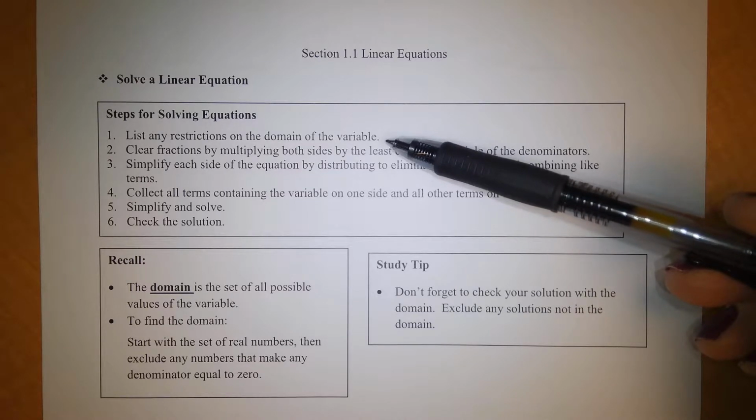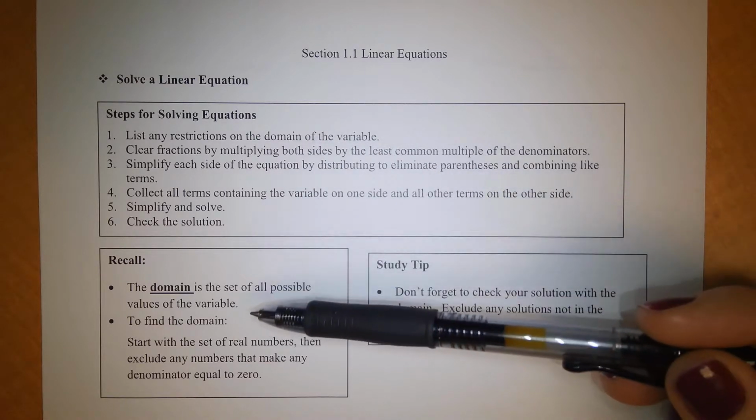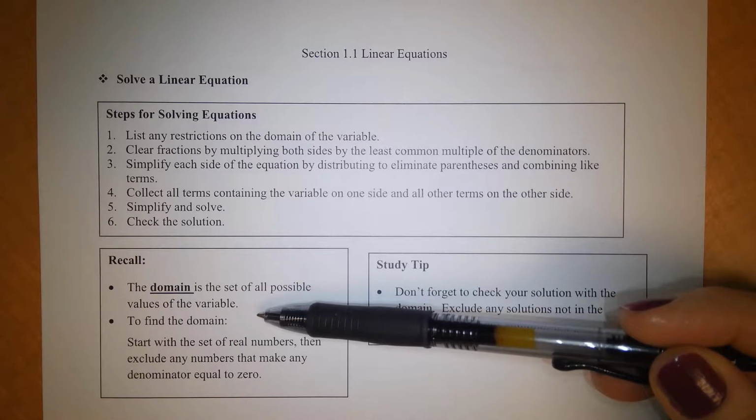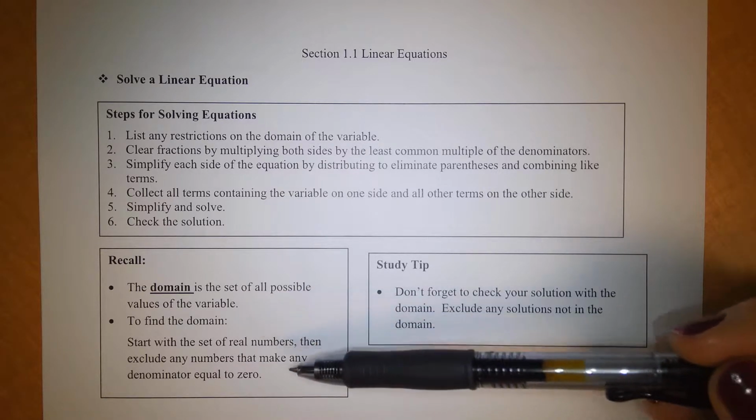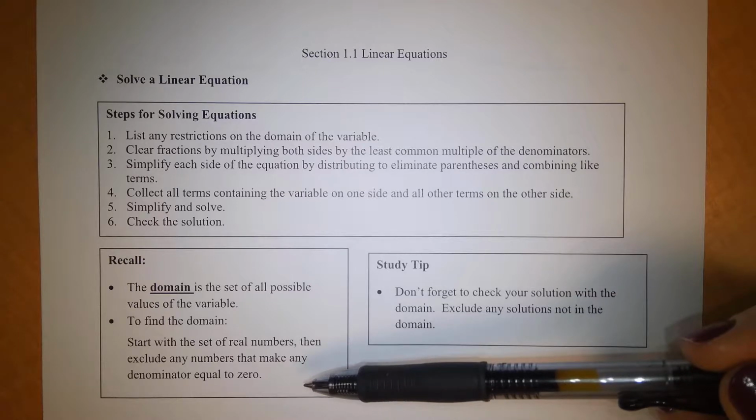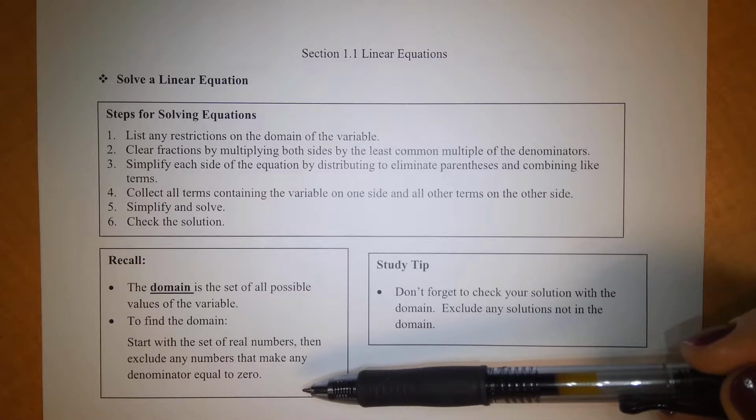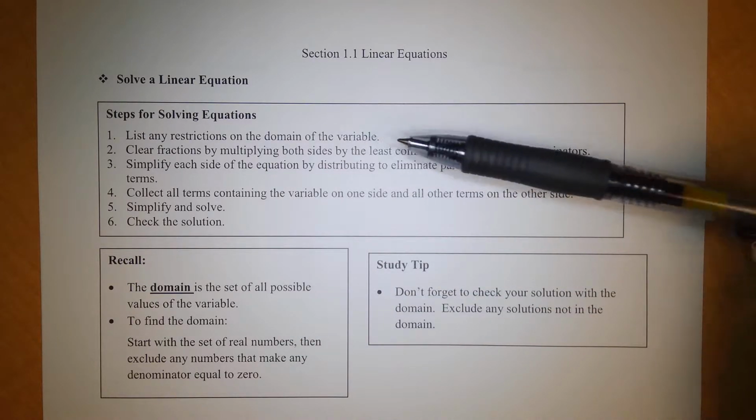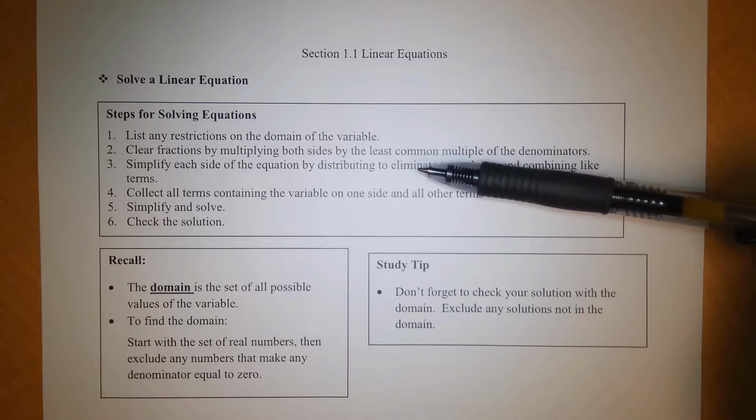Well, what is the domain? The domain is the set of all possible values that variable can be. To find the domain, start with the set of all real numbers, then exclude any numbers that might make the denominator equal to 0. After you found the domain, I would suggest to clear fractions by multiplying both sides by the least common multiple of denominators.